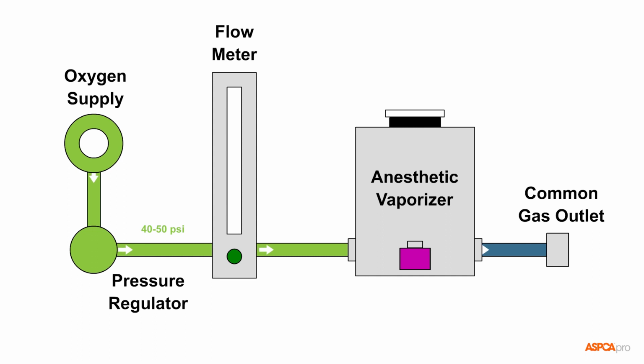From there, it travels to the flow meter, which further reduces the pressure to 15 psi. Now that the oxygen is at a safe psi, a vaporized anesthetic liquid can be added to it, so it travels to the anesthetic vaporizer. The oxygen and now anesthetic gas mixture, also called fresh gas, then flows to the common gas outlet.